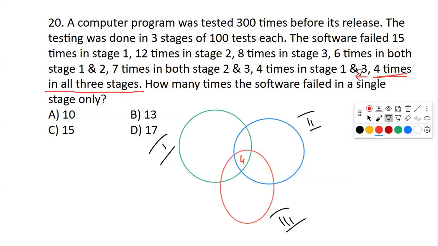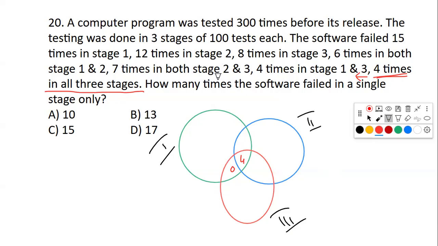Stage 1 and 3, 4 times. 1 and 3 intersection, 4 times. 4 is already there in that intersection, so you can just put 0, because 4 is already there between the intersection of 1 and 3. The 1, 2, 3 intersection is also 4.